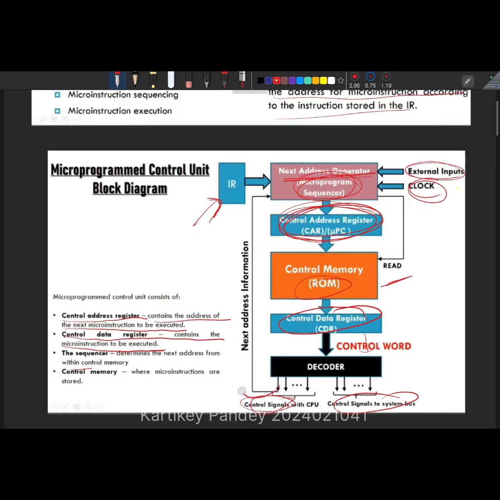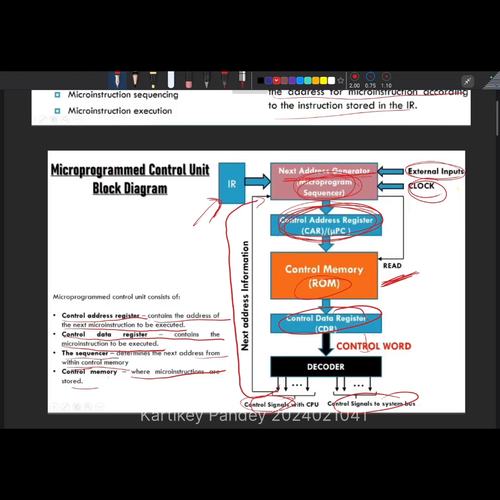And thus this next address information goes to the next address generator, that is the microprogram sequencer. Here it is given that the sequencer determines the next address from within control memory. So the sequencer determines the next address from control memory, and then this address is fed into CAR, that is the control address register, which contains the address of the next micro instruction which has to be executed. And the control memory is where micro instructions are stored.